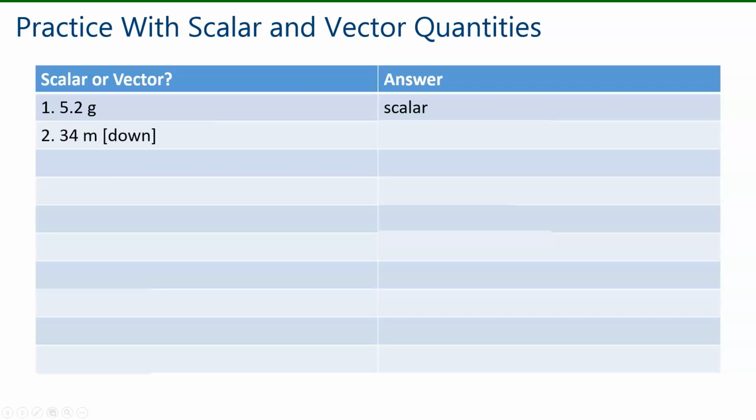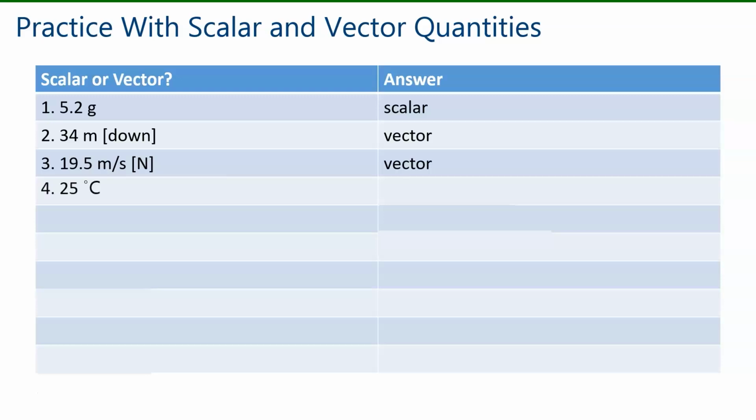Next, we have 34 meters down. This is a vector quantity because it has both magnitude, size, which is 34, and direction, down. Next, we have 19.5 meters per second north. This is also a vector quantity because it has both magnitude and direction.